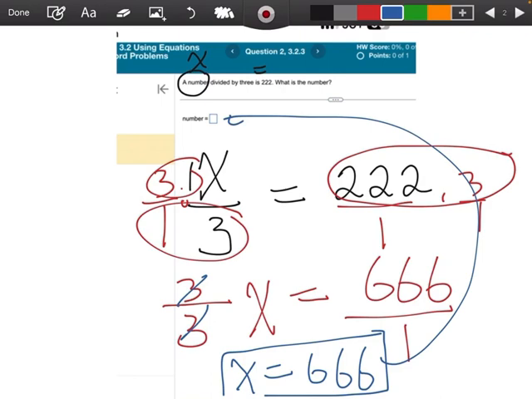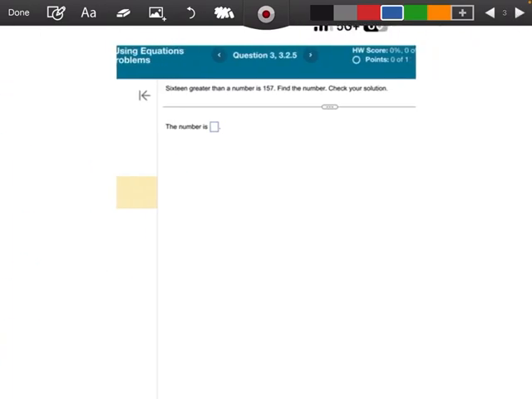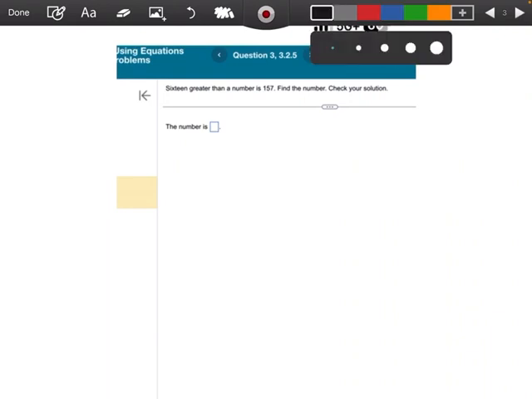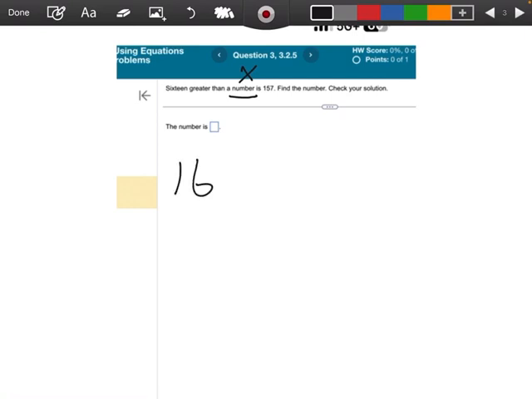And so I've got one last question. I'm going to do it the same way, okay? So 16 greater than a number. So again, when I see the phrase a number, I'm going to write X. So I'm going to write 16 greater than a number. So I'm going to add 16, okay, is 157 equals 157. Okay, what I'm trying to do here, I'm trying to solve for X.